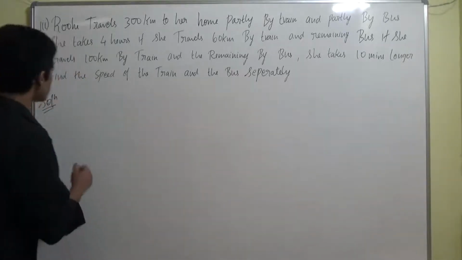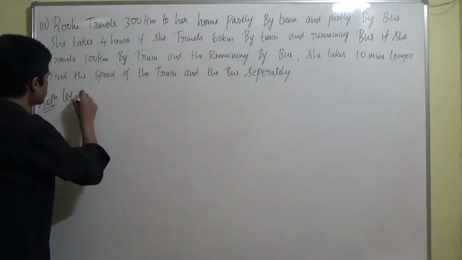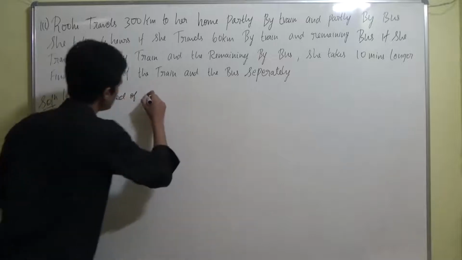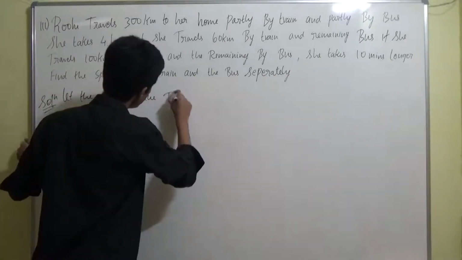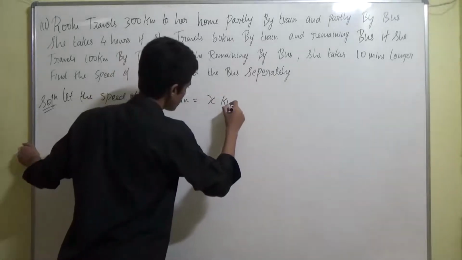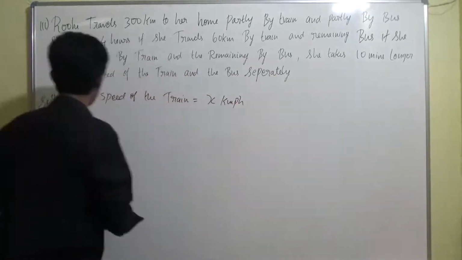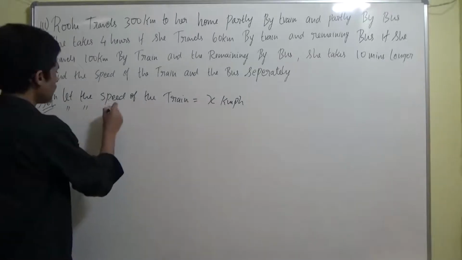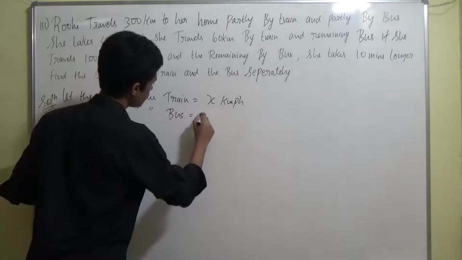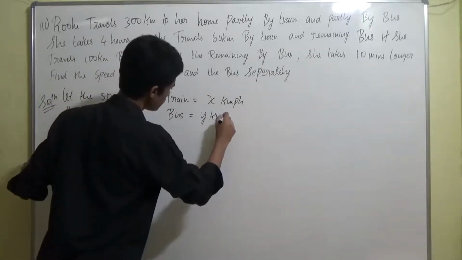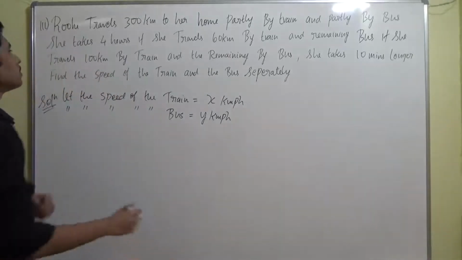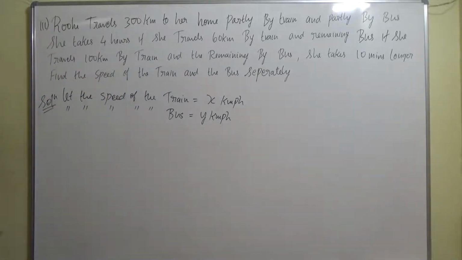Let's do the assumption first. Let the speed of the train be equal to x kilometers per hour, and let the speed of the bus be equal to y kilometers per hour, right? Now let's start formulating the equation.